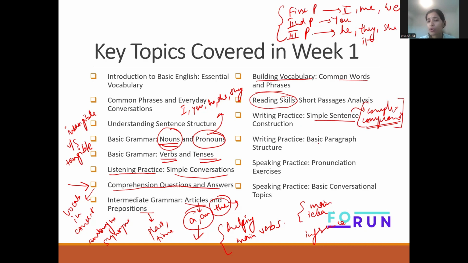Then we wrote basic paragraphs. We saw how to write basic paragraphs, right? So we started with the introduction sentence, how to explain it, and then finally the concluding sentences. I also gave you some linking words. We did a little bit of speaking practice where we learned about how pronunciation works of different vowels, different consonants, and diphthongs. Then we also did some speaking practice. We made some dialogues and then we practiced based on that.